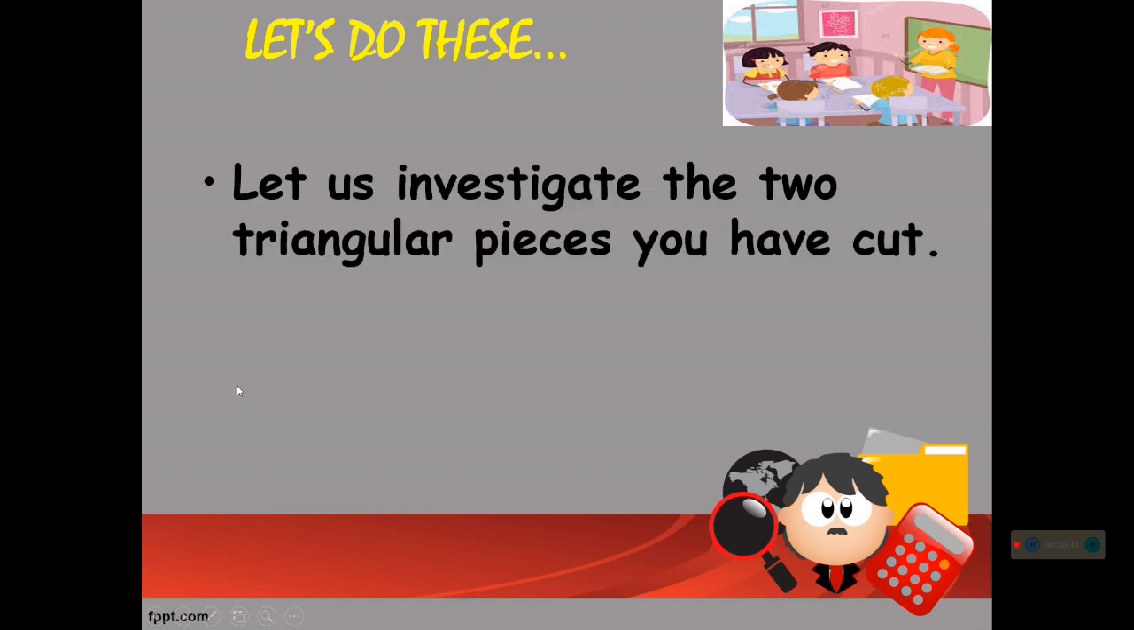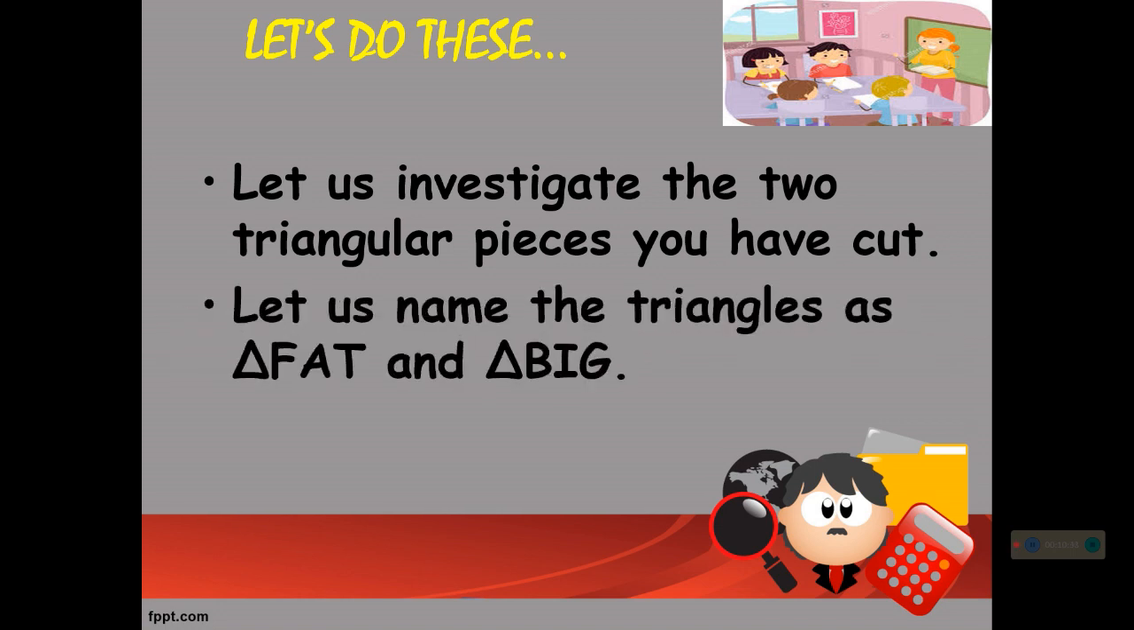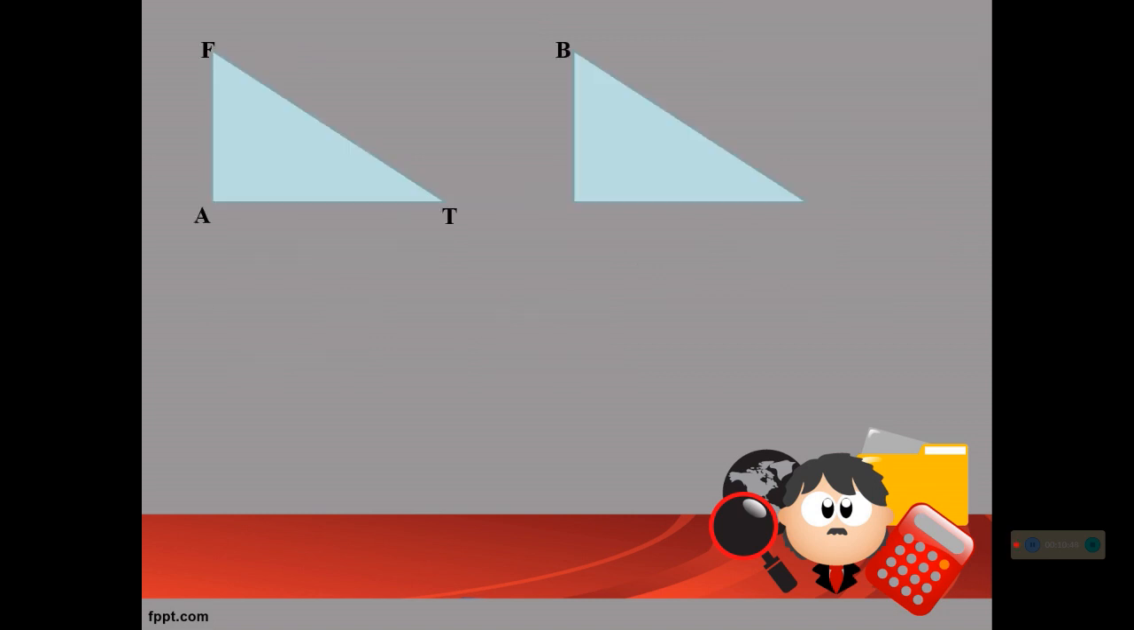Okay, so let us investigate the two triangular pieces you have cut. Okay, so let us name the triangles as triangle FAT and triangle BIG. Okay, so kindly put the name of the triangles on your one half crosswise earlier that are now triangles. Okay? So we have formed here two right triangles. Okay? So I hope you have already labeled. Okay? So in this triangle, your right angle is with A, angle A. And on the other triangle, the right angle is on, yes, I.